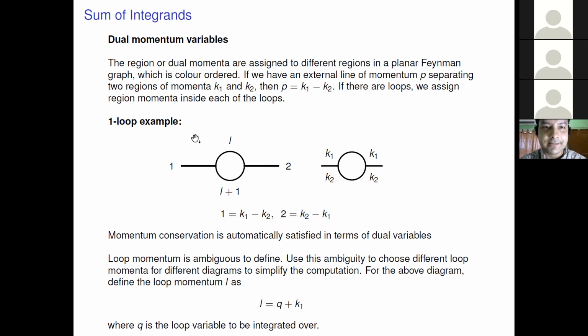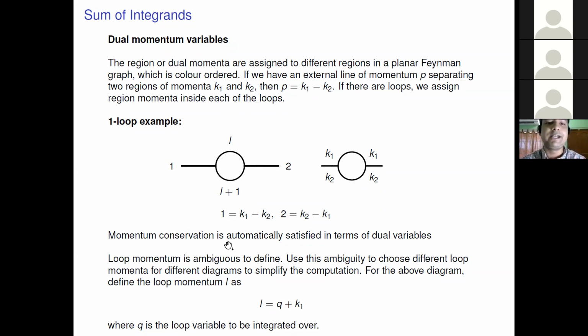So for example, take this graph and we just label it by the line momenta. We represent them as 1, 2, and L plus 1. This is the line momenta in this graph. Instead, we can also label this graph by using region momenta. For example, the lines separate two regions which are extending to infinity, and these region momenta are denoted by K1 and K2. This is motivated from the worldsheet representation of the planar Yang-Mills theory. Inside the loop also we can ascribe a region momenta. I have not noted it down, but it can be ascribed. So here 1 equals K1 minus K2 and 2 equals K2 minus K1.